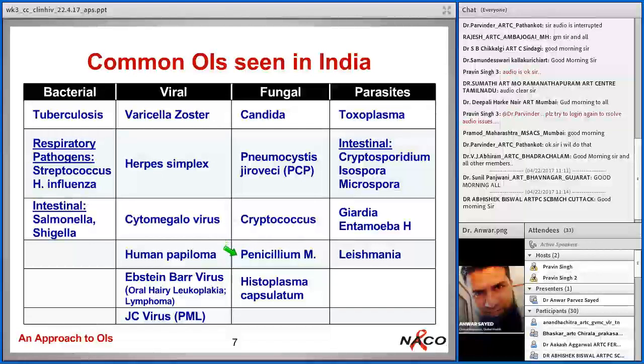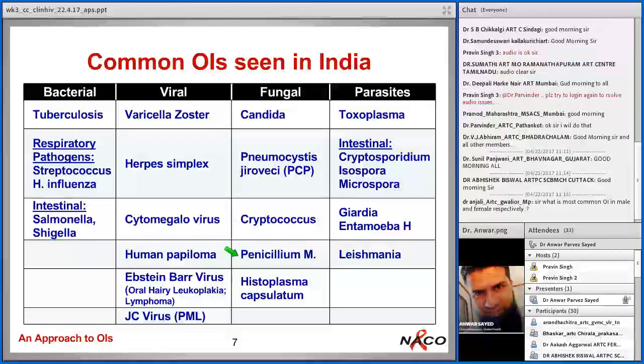Penicillium marneffei is a typical kind of infection which has some geographic preferences. So you will see this infection in the northeastern region. We'll come back to a case study of Penicillium marneffei. This is not common in other regions of the country. It is caused by a fungus which is transmitted through bamboo rats. We'll come back to this. Then Histoplasma capsulatum, it is again a fungus. If the presentation is disseminated histoplasmosis, you will stage the patient as stage 4.